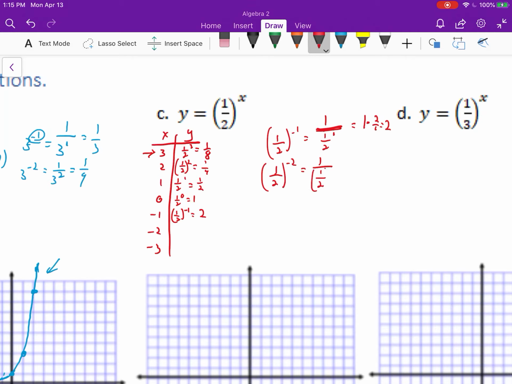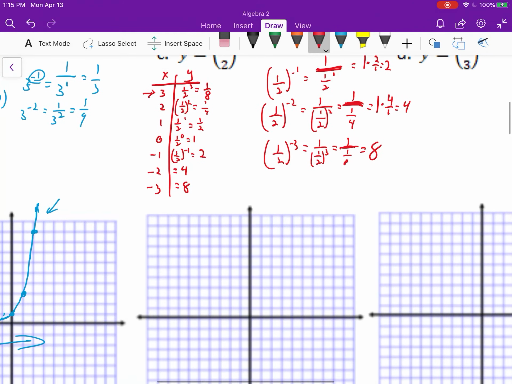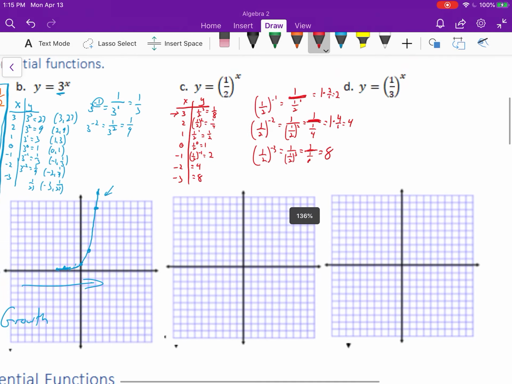1/2 to the negative 2 is 1 over 1/2 squared, which is 1 over 1/4, but dividing is the same as multiplying by the reciprocal, so we have 1 times the reciprocal of 1/4, which is 4 over 1, which is 4. And then this one will be 8, because we'll have 1/2 to the negative 3, which is 1 over 1/2 cubed, which is 1 over 1/8. And again, that ends up being 8.